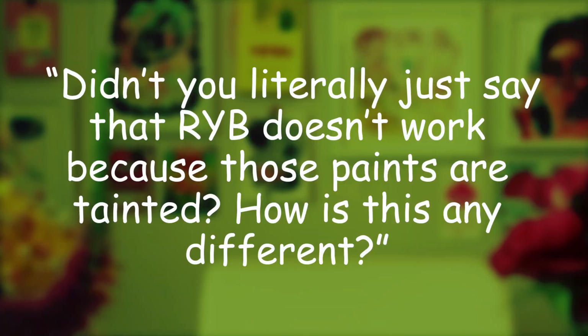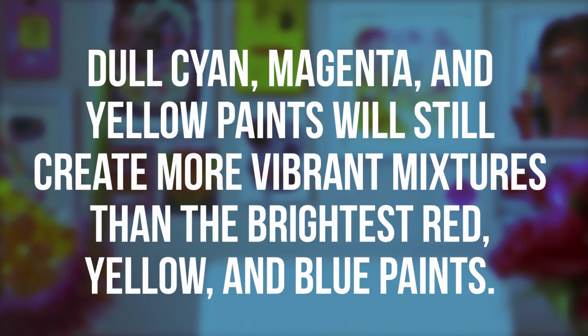Now, you may be tempted to think, Bianna, didn't you literally just say that RYB doesn't work because the paints are tainted? How is this any different? Dull cyan, magenta, and yellow paints will still create more vibrant mixtures than the brightest red, yellow, and blue paints. The rule of thumb in color theory is that the more colors you mix, the duller the mixture becomes, because there isn't as much light being reflected back into our eyes.